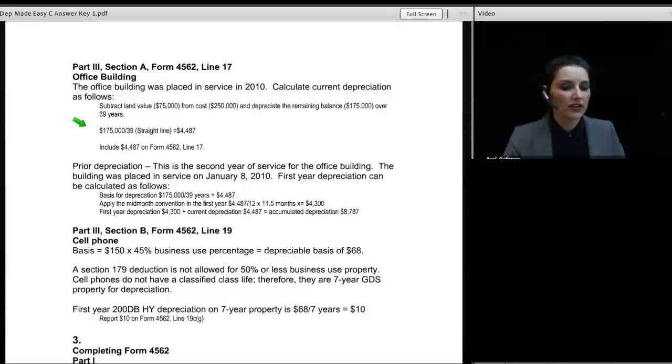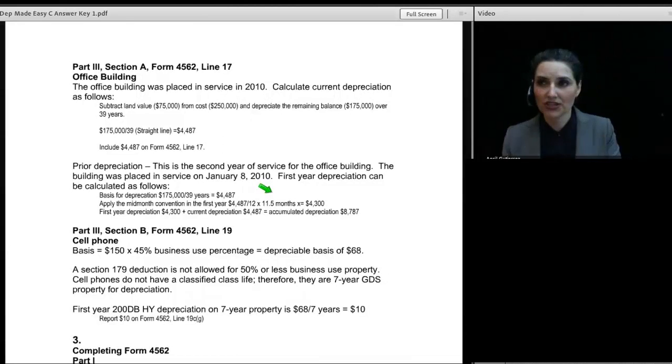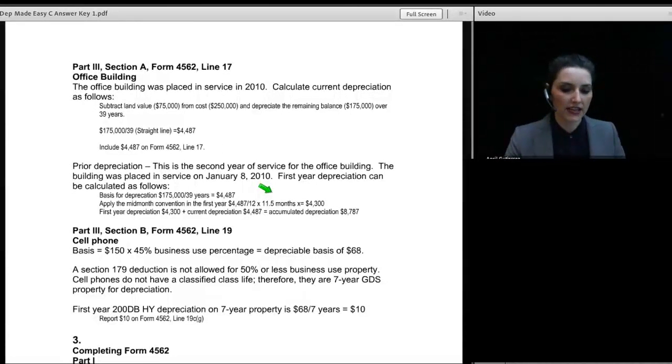And in the second year, it's a simple calculation. We do 175,000 divided by 39, and that gives us 4,487. That's the current year depreciation. And that is the number that's going to carry to the depreciation for assets placed in service in earlier years. The amount of depreciation that would have been claimed in the earlier year can also be figured because you take 4,487, which is a full year amount of depreciation, you divide that by 12 and multiply it by 11.5, and that gives you the amount of depreciation that would have been claimed in the earlier year. And when you add the earlier year depreciation to the current year depreciation, you have total accumulated depreciation, which is a number you need to enter on your depreciation schedule.